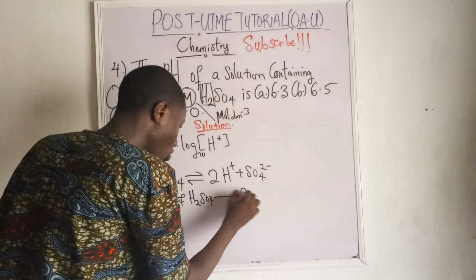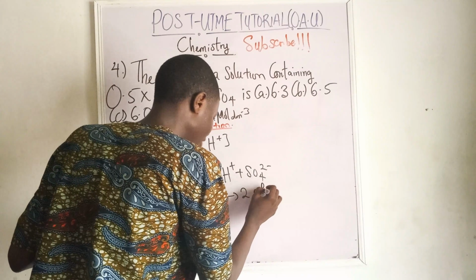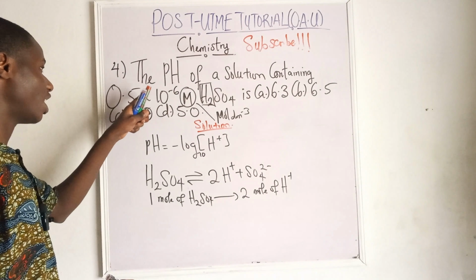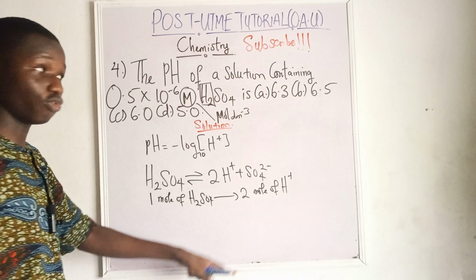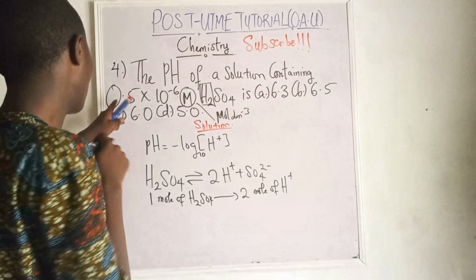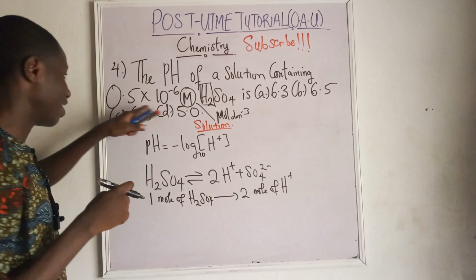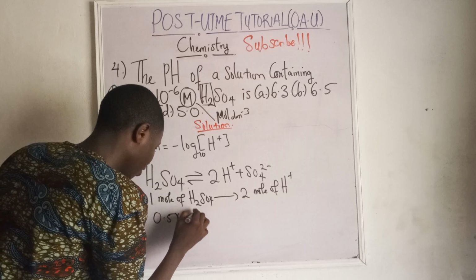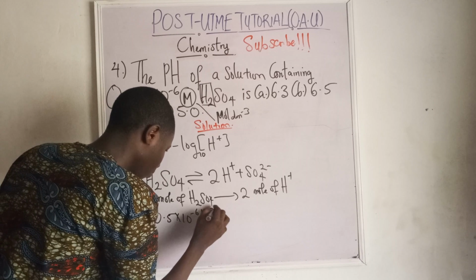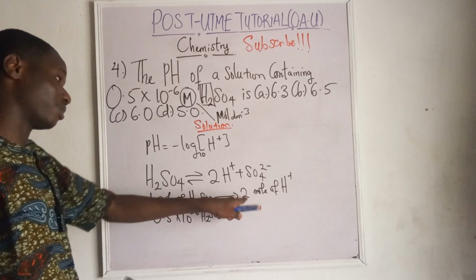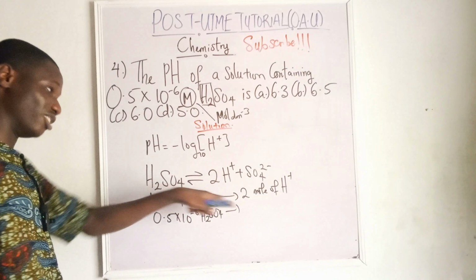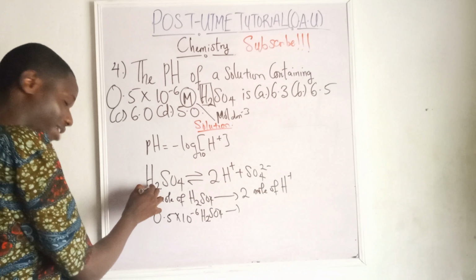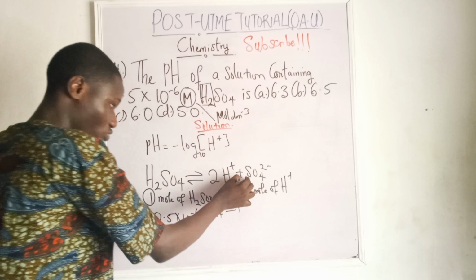1 mole of H2SO4 gives us what? 2 mole of hydrogen ion, right? Now 1 mole of H2SO4, right? So it means in this H2SO4 we have 0.5 times 10 to the power minus 6, right? So because it is 2 times, this one is 1 when this one is 2, so it means in place of 0.5, you know, this one is 1, right? This one is 2, right?